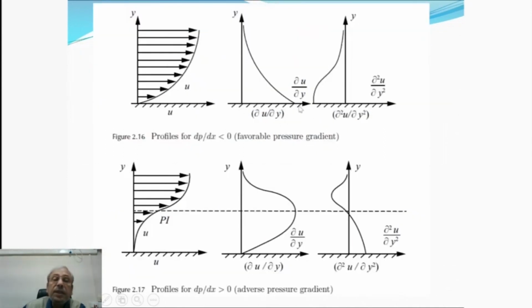That means this is the scenario. So you can see the variation of u, this is under favorable pressure gradient, that means ∂p/∂x is negative, and ∂²u/∂y² is having a negative value, and slowly you can see it becomes 0.